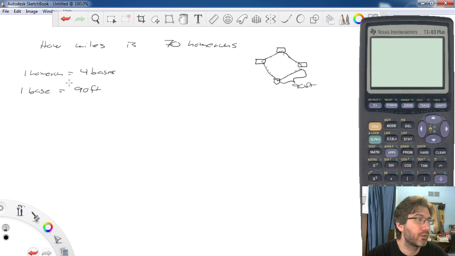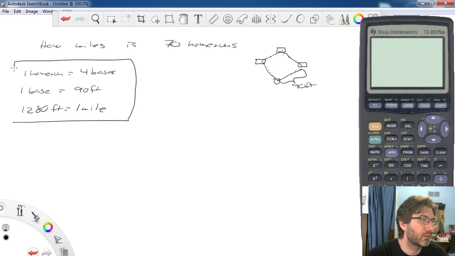Oh, that's feet. Then you need to know how many feet are in a mile? 1,280 feet equals 1 mile. So these are the ratios you need to know for that.